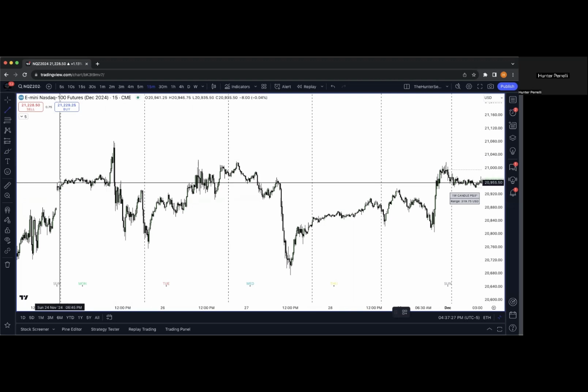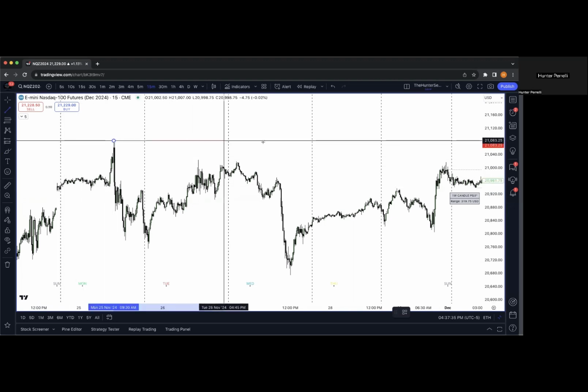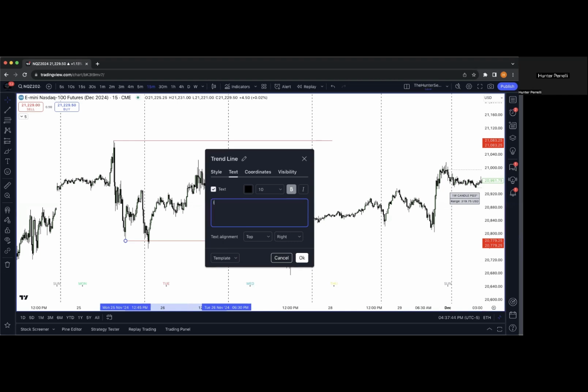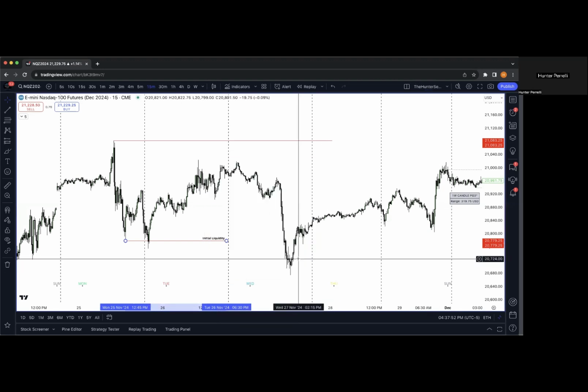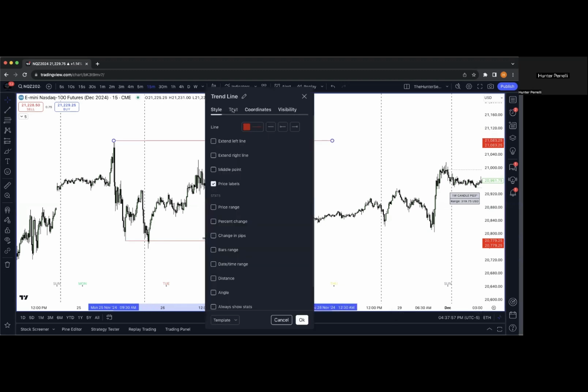So starting off on Monday, you're going to track price and you want to find the highest high of the day and the lowest low. And these are what we label as initial liquidity, right? So it would be labeled just like this. And same up in here.